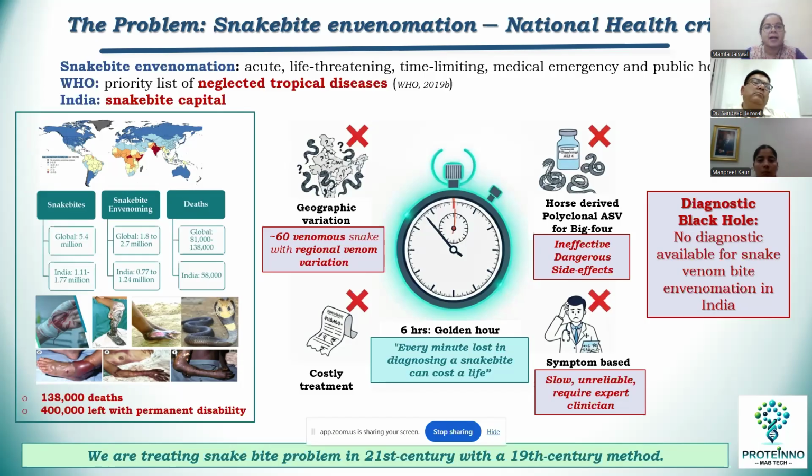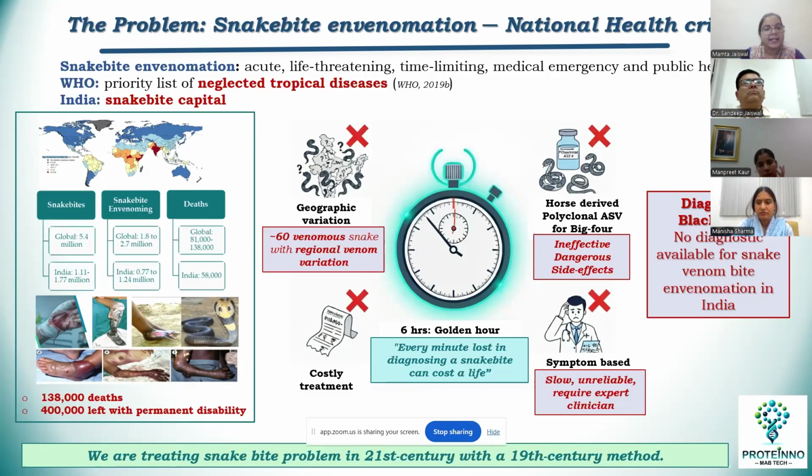The main snake bites happen with the big four: Naja naja, cobra, Russell's viper, krait, and saw-scaled viper. But in India, apart from these four big snakes, there are more than 60 venomous snakes, and against those there is no anti-venom.